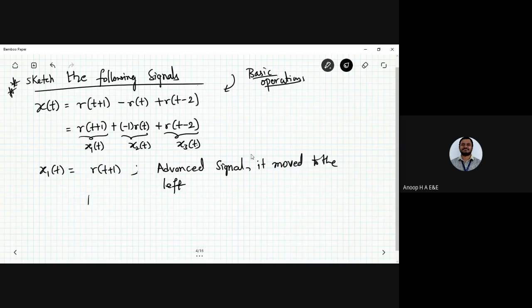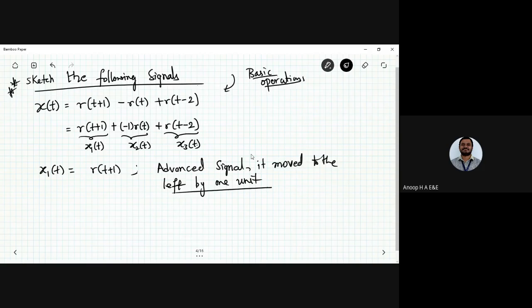What I mean here is, this is the r of t signal. This is minus 1, this is minus 2. It starts from here and it starts moving there. That's how the signal would look. This would be for r of t plus 1. Let me sketch as I write. Advanced signal, it is moved to the left by 1 unit.